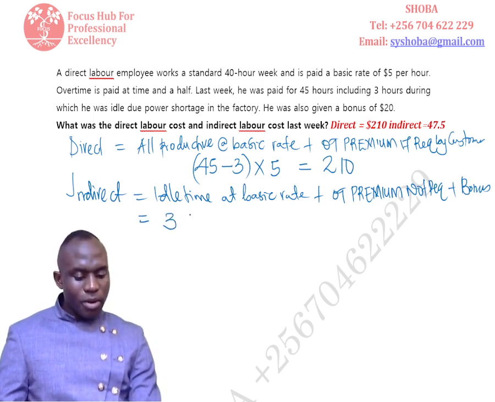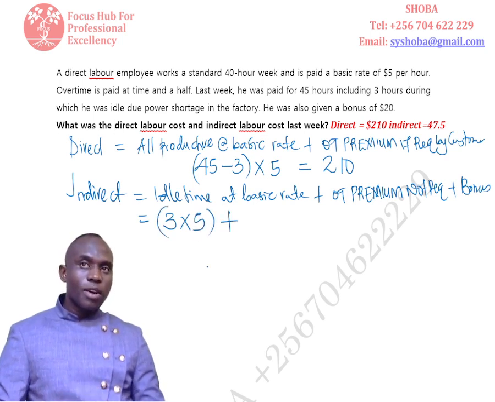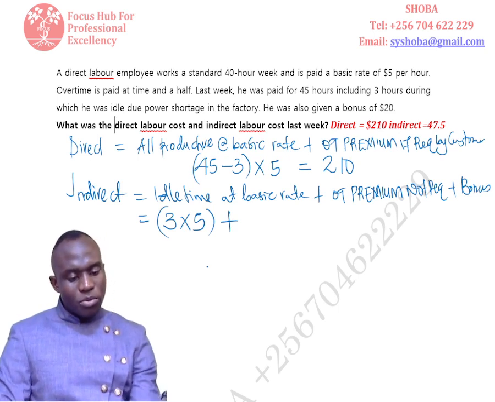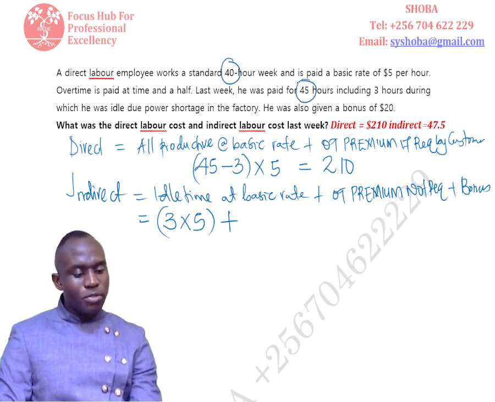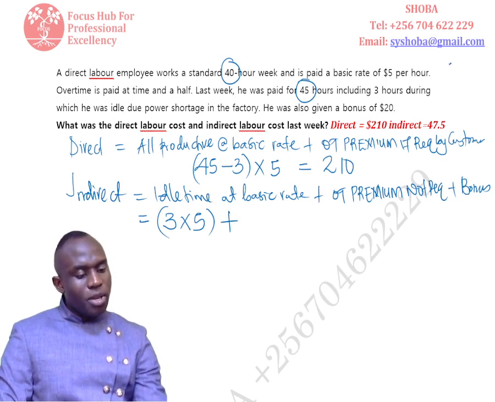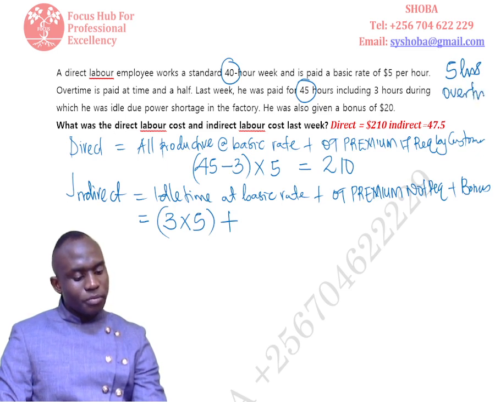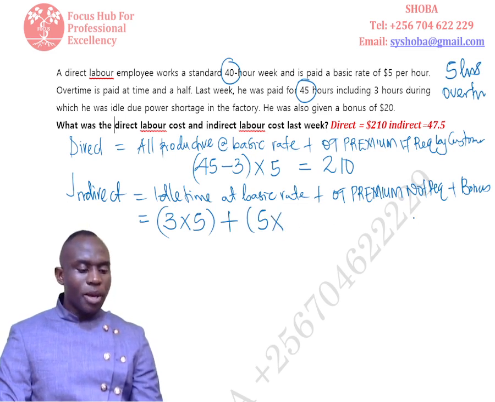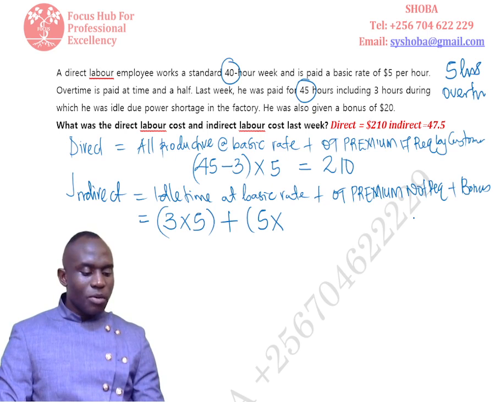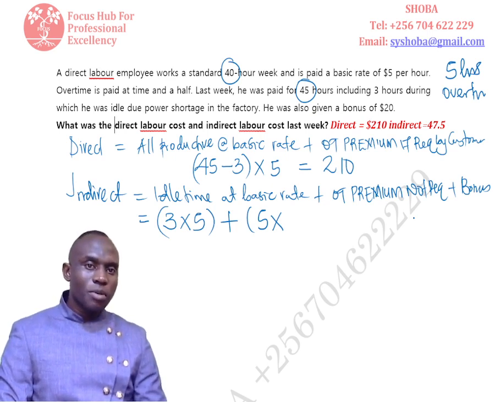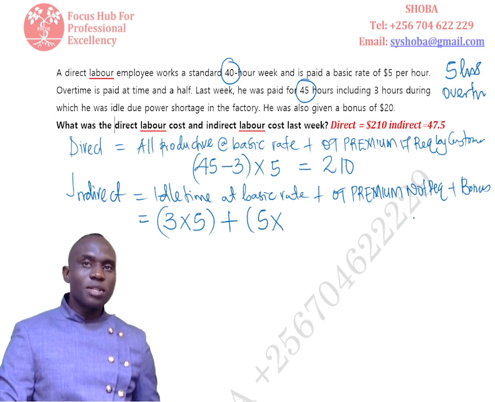Idle time were 3 hours, but it is at the basic rate, which is 5, then plus overtime premium. So the person is supposed to work for 40 hours, but he actually worked for 45 hours, meaning 5 hours were overtime. So these 5 hours were overtime, but it is the premium. Since this overtime is not requested by a customer, it is an indirect cost, but it is only the premium, so it is 5 times. So how much is the premium?